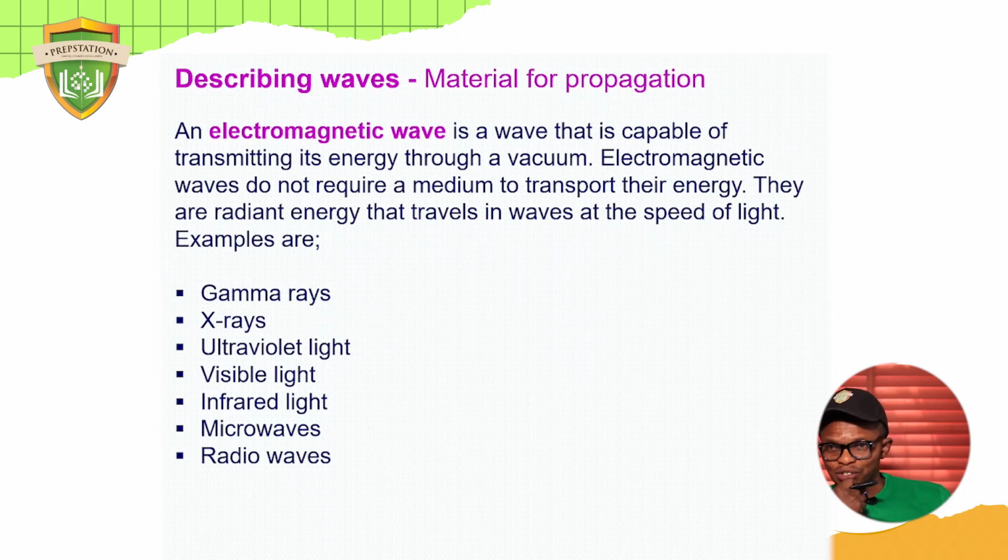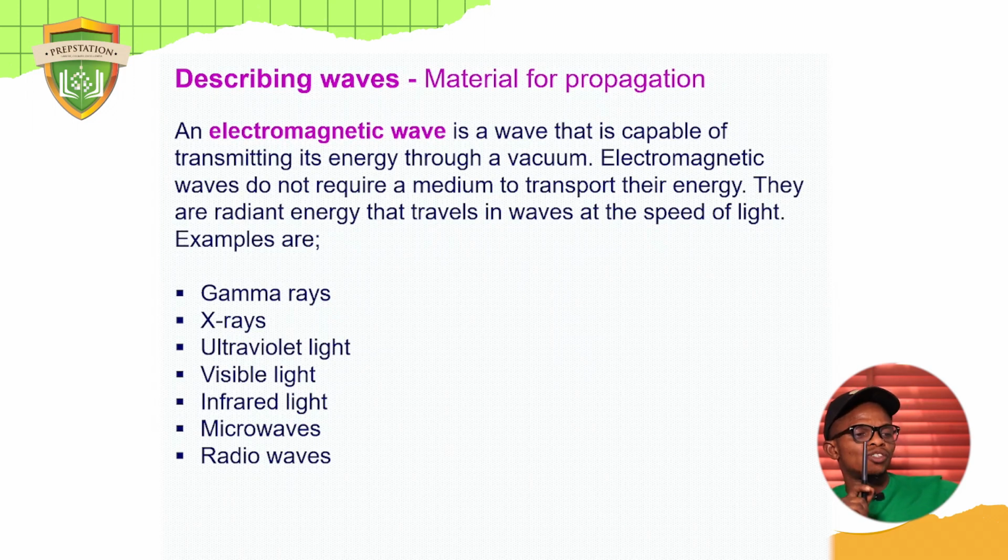Number 2 is X-rays. Now, I've arranged these in the order of increasing wavelength and decreasing frequency. What do I mean by that? That means gamma ray is the highest in terms of frequency, and radio wave is the longest in terms of wavelength. I will still come back to this. Radio waves have the longest wavelength, and that is why it is the only radiation that is used in telecommunication transmission. I will explain that when we get there.